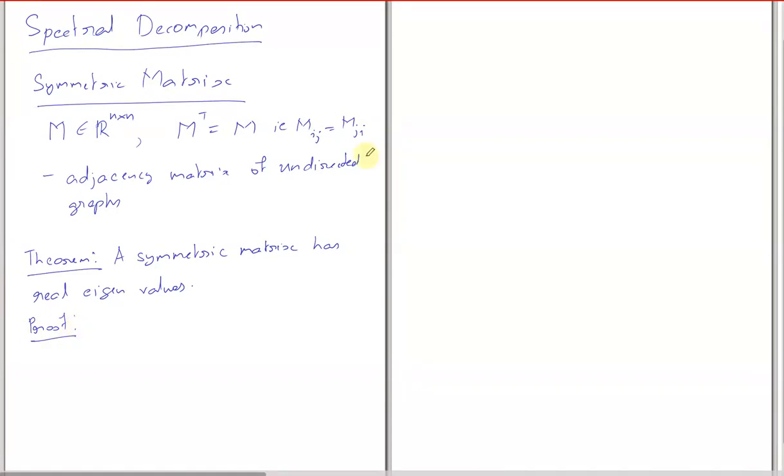Is the theorem clear? Any questions about the theorem statement? For a symmetric matrix, left and right eigenvectors are the same. That is a very nice observation. So why is that? M times V equals lambda times V, and you are saying V transpose M is also an eigenvector. Why is that?